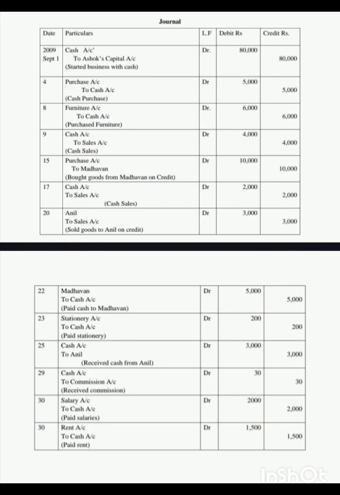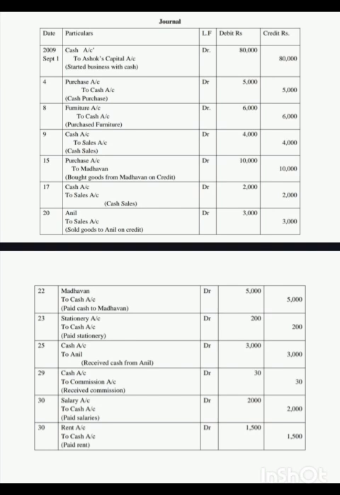8th September, purchased furniture for 6,000 rupees. Here, furniture account is an asset account under the category of real accounts. Since the business is gaining an asset, we debit the furniture account because debit what comes in. Cash account, again a real account, is decreasing as cash goes out. So we credit cash account, credit what goes out.